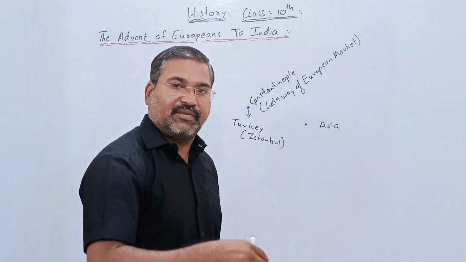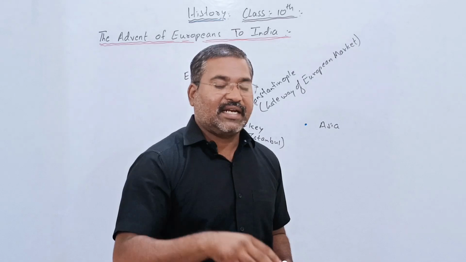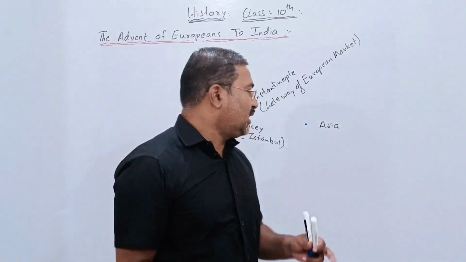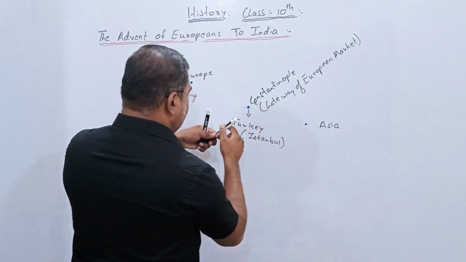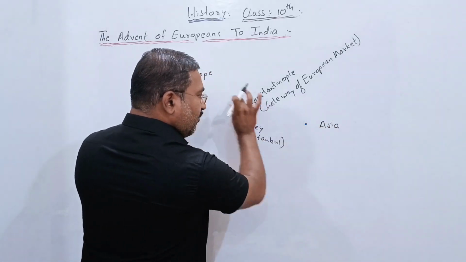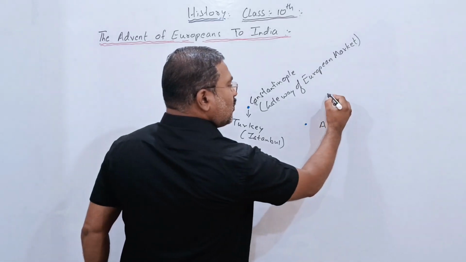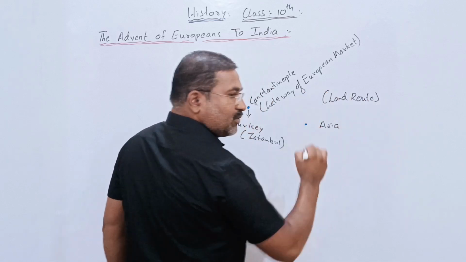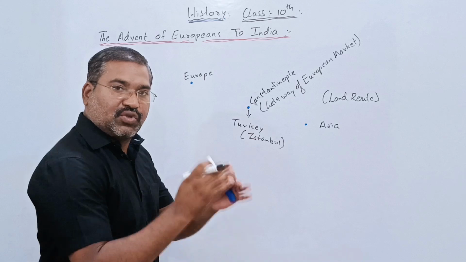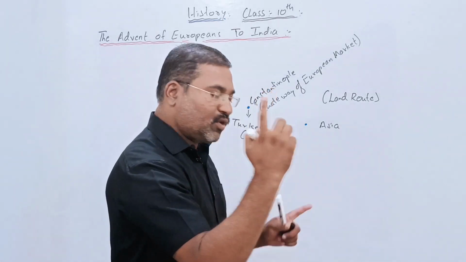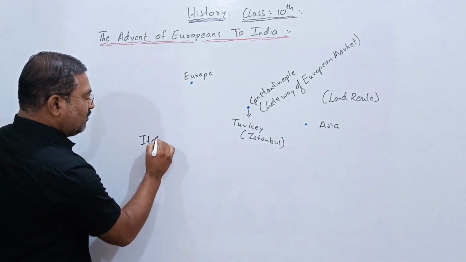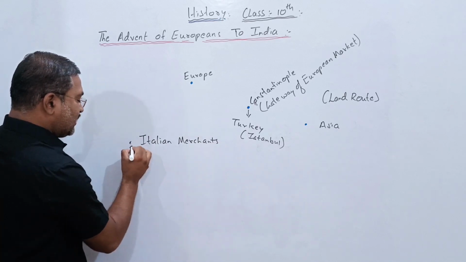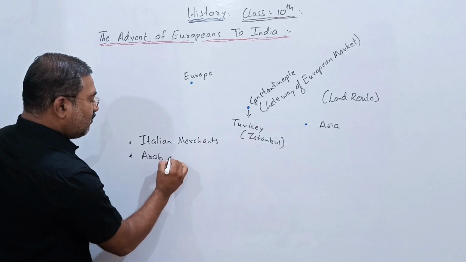And India lies in Asia. As I said, there was a great demand for Indian spices from Asia up to Europe. So this is the connectivity. This route from where the trade was being done was called the land route. Here there were two kinds of traders: Italian merchants, and another one, Arab merchants.